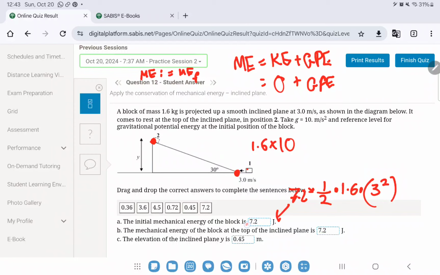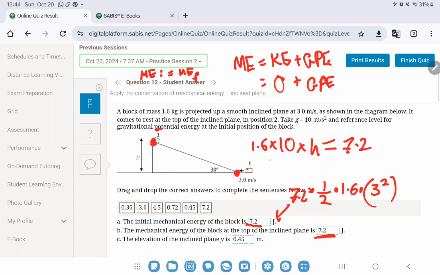So if your initial was 7.2 and then all that changed, it was a smooth inclined plane. This is important. So the mechanical energy at the top and at the bottom is gonna be the same, 7.2. Now for the last part, we need to find what's the height. So 1.6 times 10, we already agreed on this, times height equals 7.2, which is our mechanical energy.